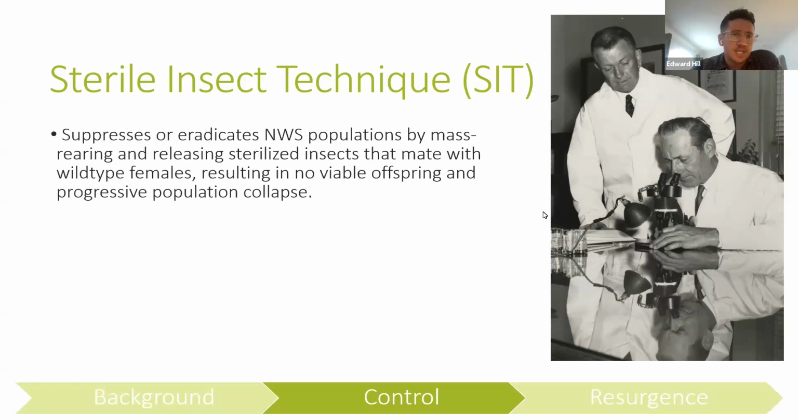So the idea is, let's mass produce these flies ourselves, make sure that they're sterile, release them all into the environment, have them mate with wild type females, and then that would precipitously drop the population or collapse the population. That was the thought, at least.